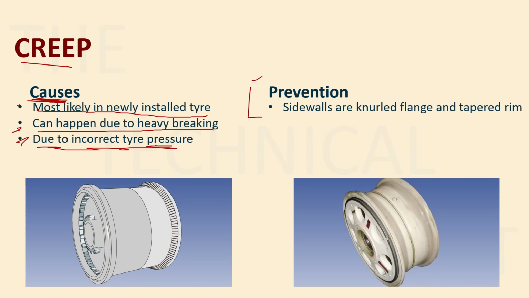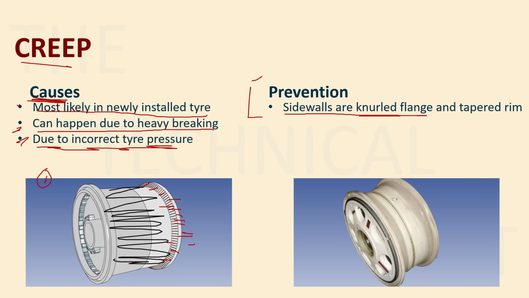And how do you prevent creep? Prevention is done by using a knurled flange. What is a knurled flange? In this particular image number one, you can see these are nothing but grip markers. So basically, this is your wheel assembly, and you place your tire somewhere here, right? When you inflate your tire, it will grip onto the knurled flange, and hence the tire will have sufficient grip over the wheel.